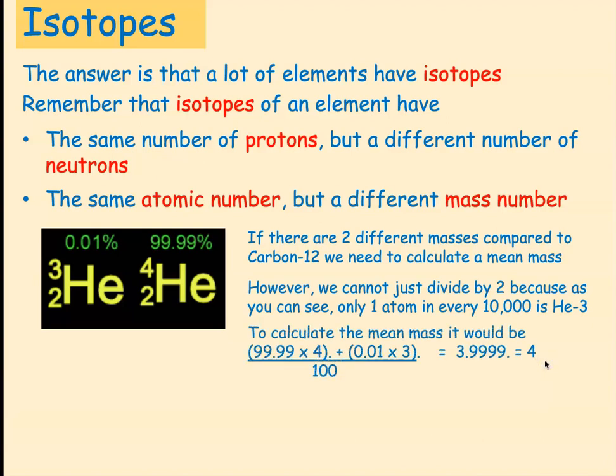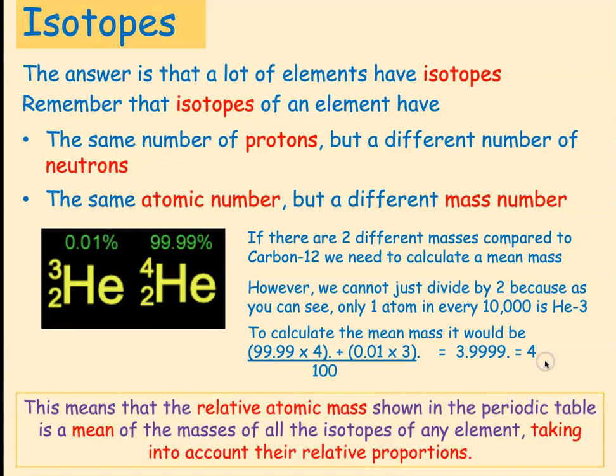So here's how we are going to do it. We're going to take into account the abundance, multiply it by the mass, divide it by 100 because it's a percent, and then we get our answer. And then we're going to put it to 1 decimal figure.